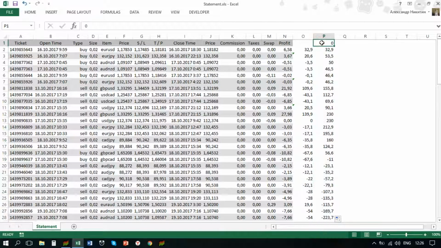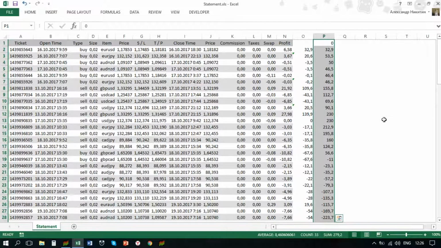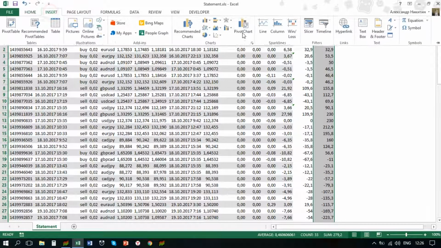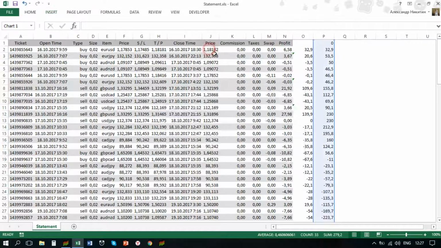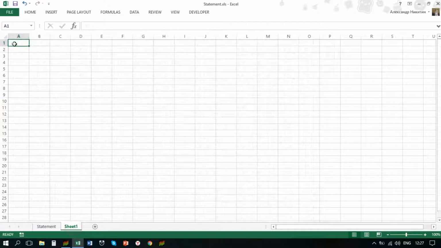Now let me select this whole period, this whole number. To do that, I press Ctrl Shift downside. Downside means that arrow on your keyboard, Ctrl Shift arrow down. Go to insert, go to charts, insert the chart. Let me cut that from here and let me paste it on a separate sheet.